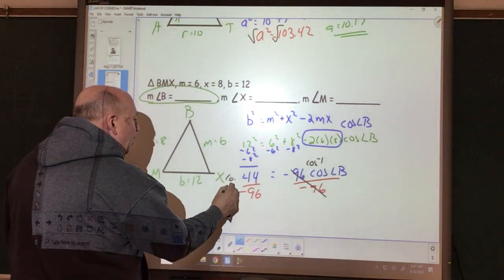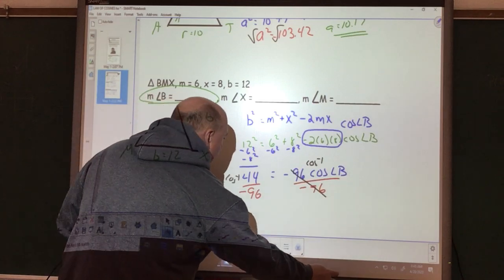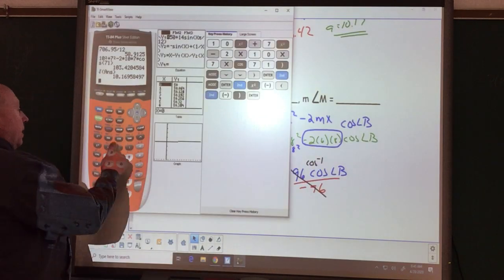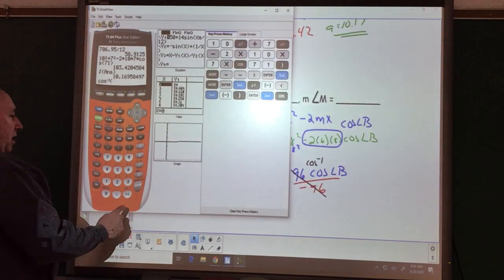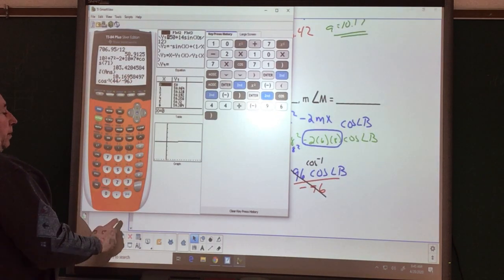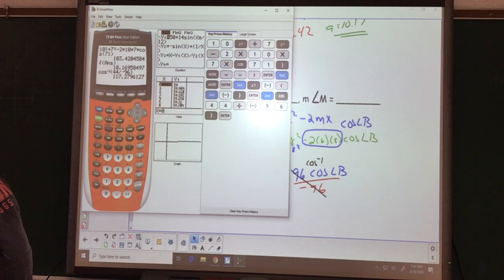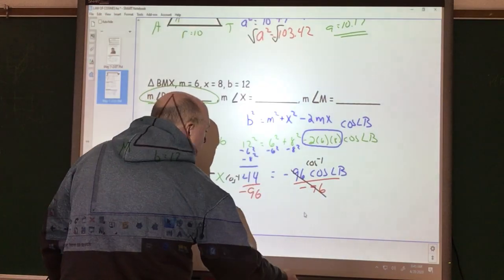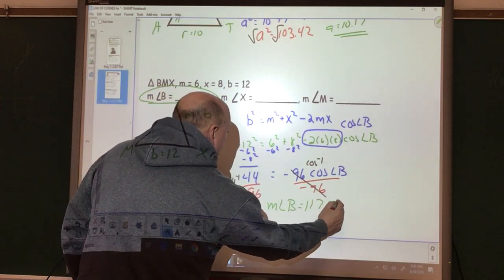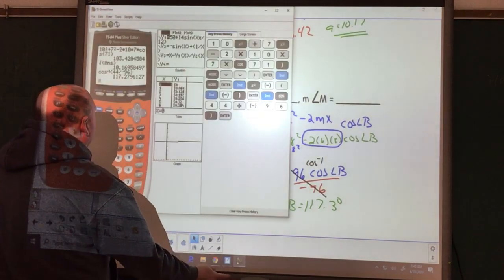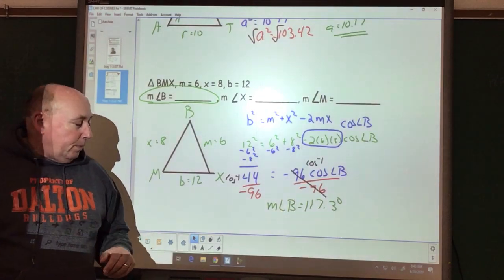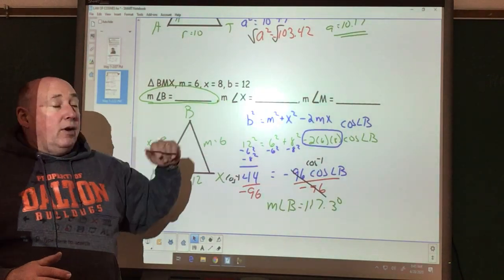So we can take the inverse cosine of 44 divided by negative 96. So we have the inverse cosine of 44 divided by negative 96. Close my parenthesis out, and I get 117.3 degrees. I think that was 117.3, yes. So that's a measure of angle B. And I could do the same for X and M also.